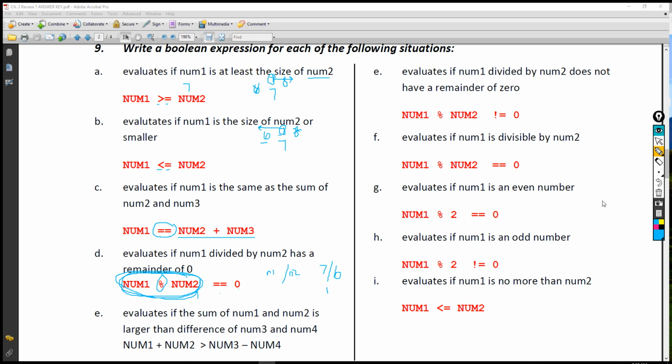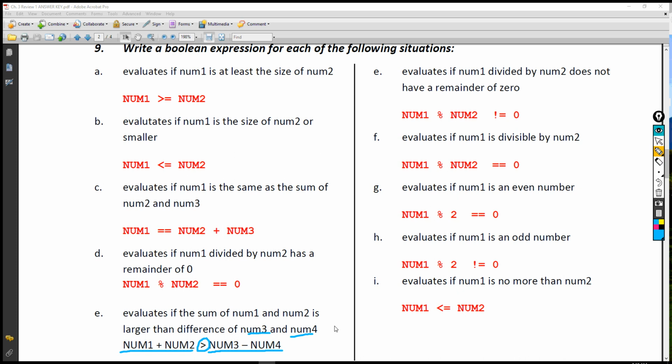All right, so let's go on to E. Evaluates if the sum of num1 and num2 is larger than the difference of num3 and num4. So here's the sum of num1 and num2. Is it larger than the difference of num3 and num4? So whenever it talks about the difference, then you just go in the order in which the numbers are mentioned. So num3 minus num4.